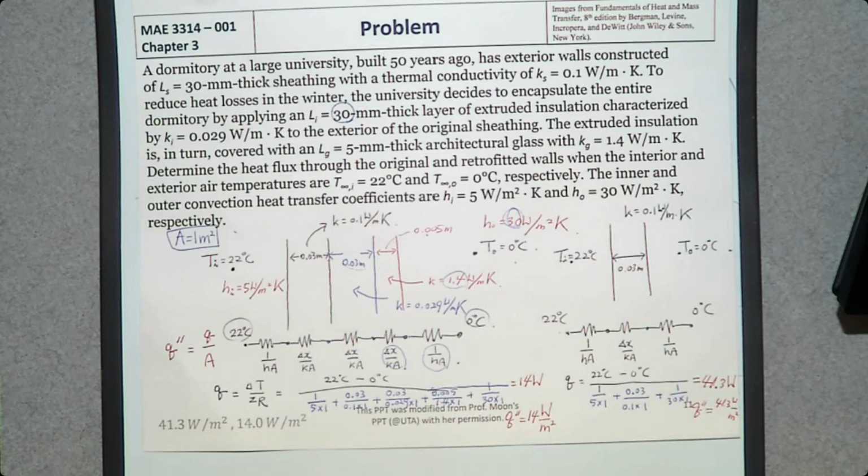So any question about this problem or thermal resistance network in Cartesian coordinate system? No? It's pretty simple, right? Not really? Do I need to solve one more problem? I hope not. Hey, then what comes next?